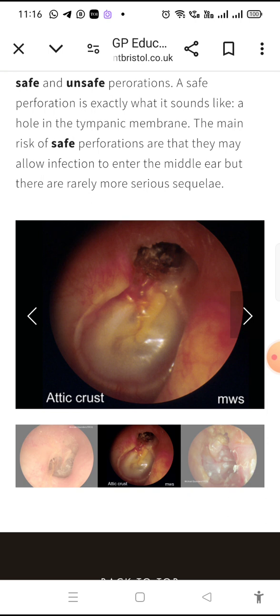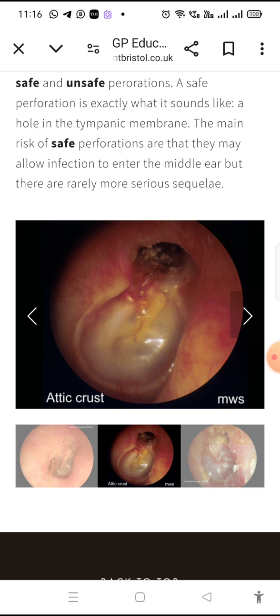When there is a perforation in the pars tensa, which is marginal, that's a secondary acquired cholesteatoma. So that's the essential difference between various types of cholesteatoma. You see, it's so very clear. This is an attic cholesteatoma.